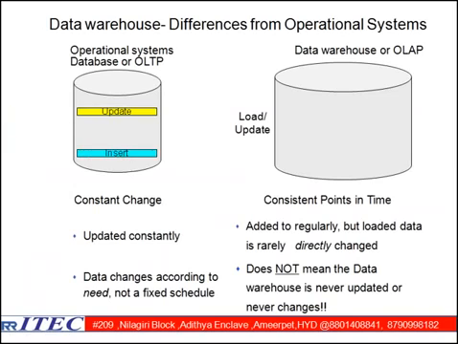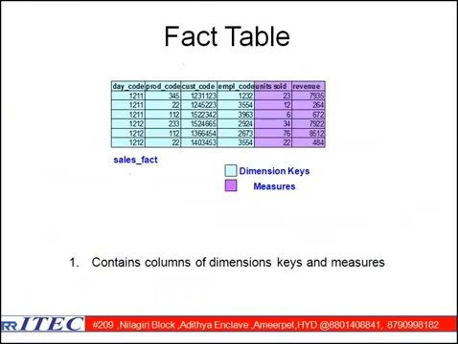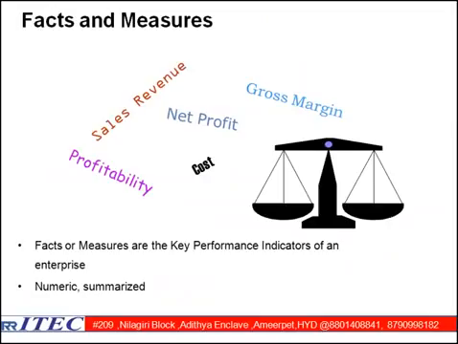If you go and see this diagram, any of these kinds of columns we are seeing, like sales revenue, net profit, gross margin, cost, profitability, then it is called a fact table. And a fact table will always contain numbers and they can be summarized. If you want to apply a sum, you can go and apply it. These facts are useful as key performance indicators.